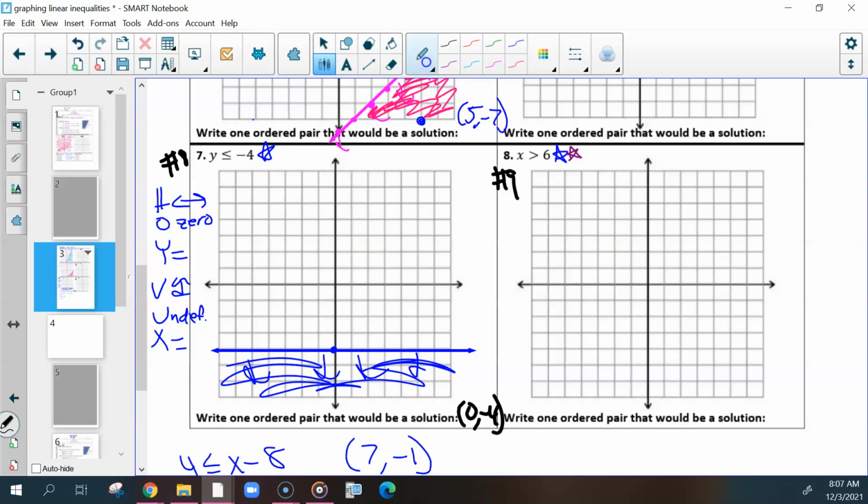With your x's, when you draw it, when you're thinking shade above or below, you're really shading to the right or to the left. So you have to think about your number line. When you would draw it, greater than would be to the right, less than would be to the left.